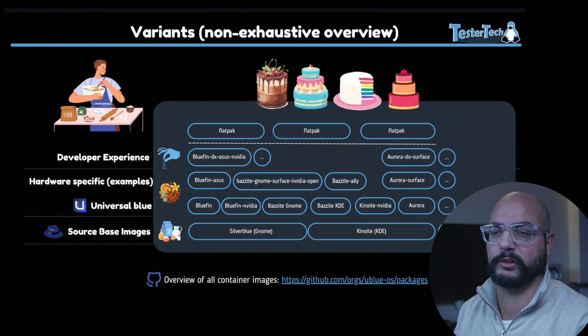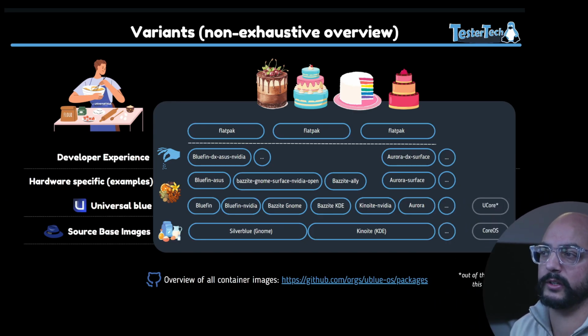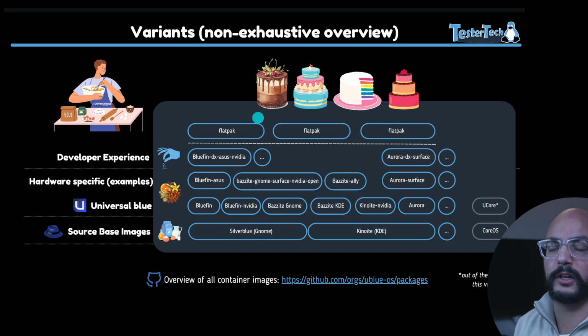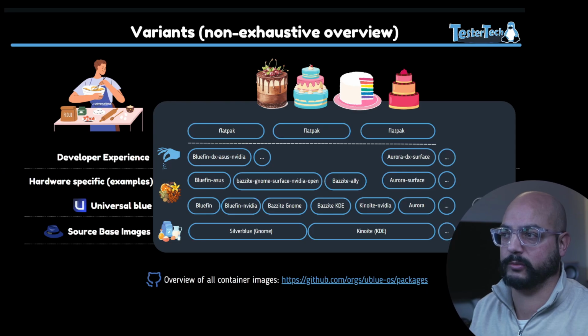But let's dive a little bit deeper. And yeah, there's a whole lot going on in this chart. And let me move my face out of the way. The Ublue cook has ingredients and you want to create some cakes. Well, let's first start by uCore and CoreOS. I want to put that out of scope of this video because I mainly want to focus on the desktops.